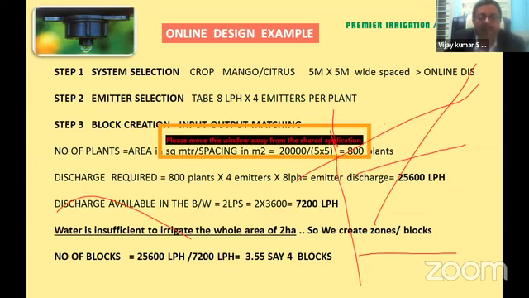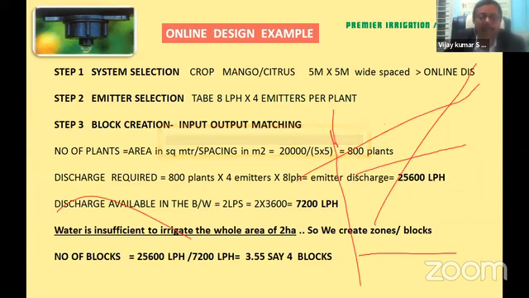So we know the number of plants can be calculated by the formula area divided by spacing. So this area is 20,000 square meters and the spacing is 5 into 5. So you are going to get 800 plants. And 800 plants, every plant is going to be provided with 4 emitters of 8 liters per hour. So the total discharge will work out to 25,600 liters per hour.